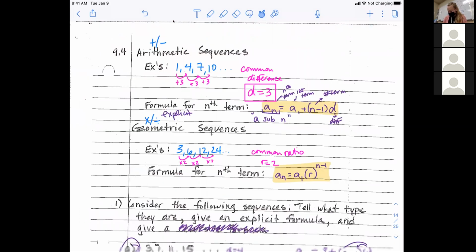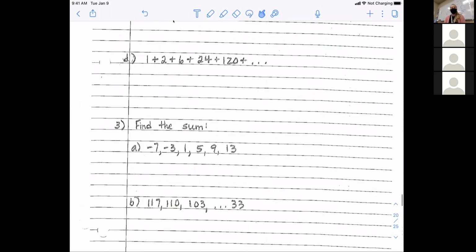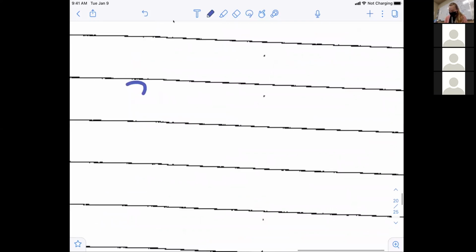I'm going to go down to 9.5 now, and I'm looking at number 3 in 9.5. So we skipped a lot of problems. Look how many problems we skipped. Lots of problems. So we are at number 3, and it says find the sum. When it says find the sum, you're going to use one of these formulas. These all start with S sub n because S means sum.